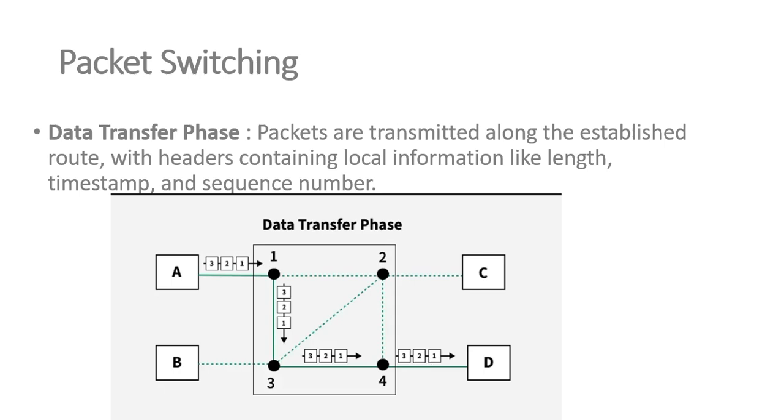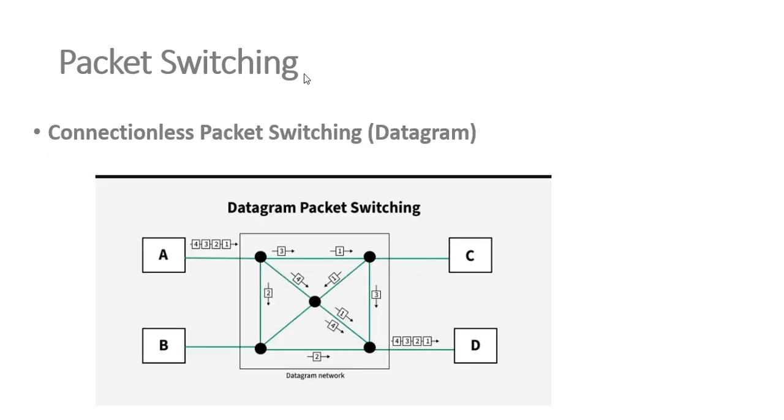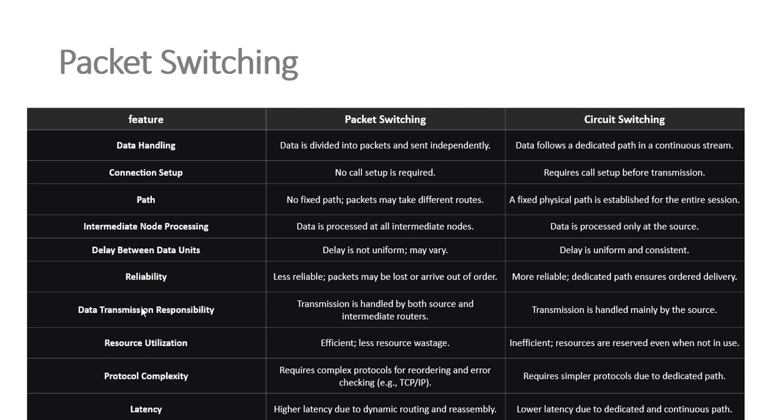So connectionless means the datagram approach where the packets take different paths. This is where it is taking different paths. So we call this the datagram approach. Even though the packets have taken different paths to travel, before reaching the destination, they will be rearranged and sent to the user. And you can see what the differences are between packet switching and circuit switching. That is the datagram approach.